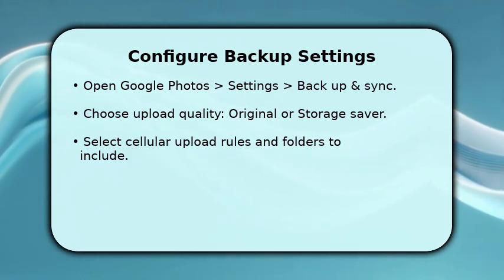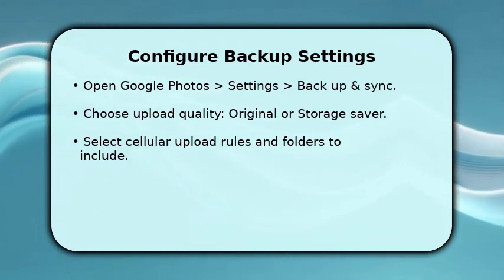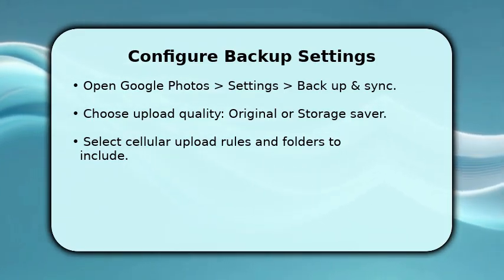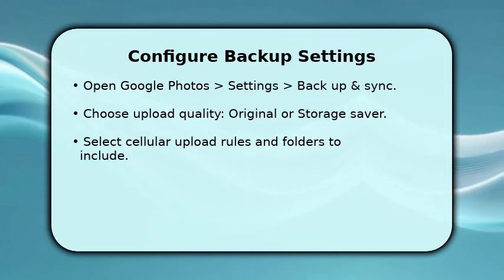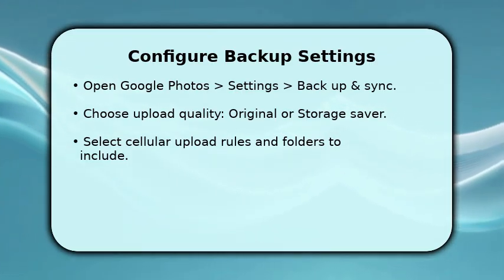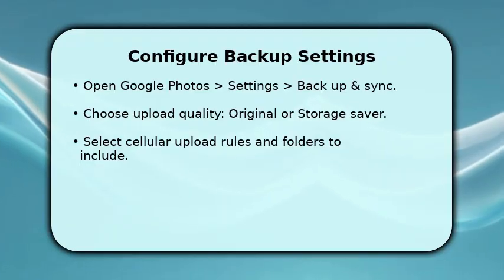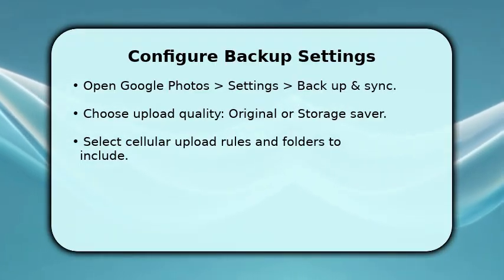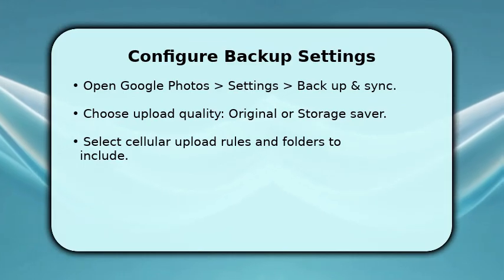Next, decide whether to allow cellular uploads. If you have limited data, disable cellular and stick to Wi-Fi. Also select which folders to backup: screenshots, WhatsApp images, so only what you want is synced. Make those choices now. Finish by watching the app status.